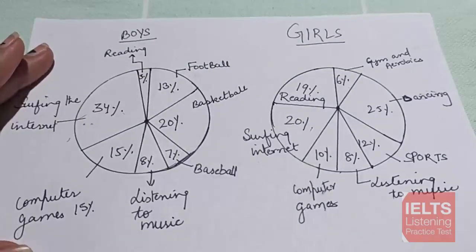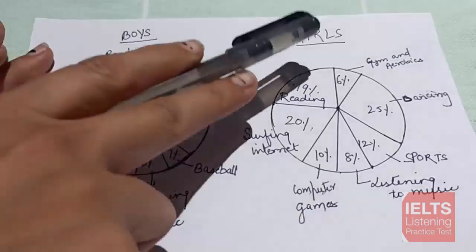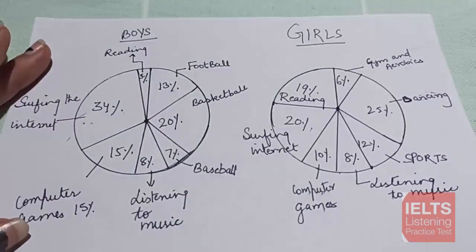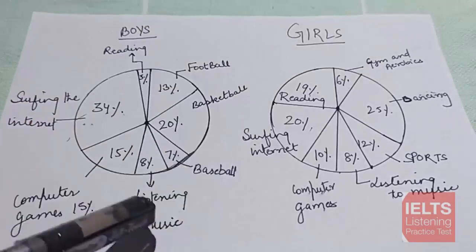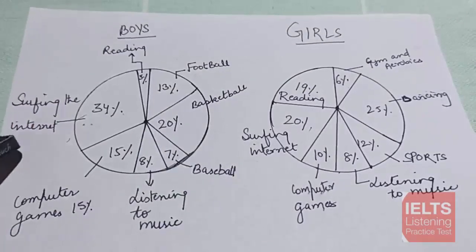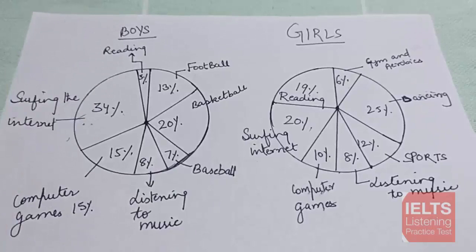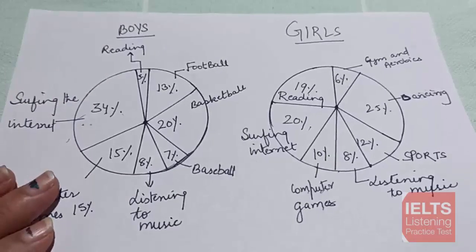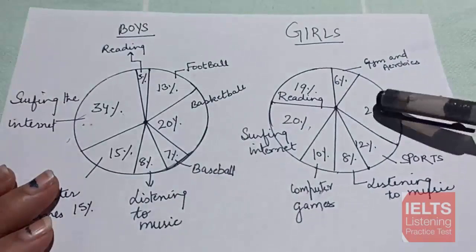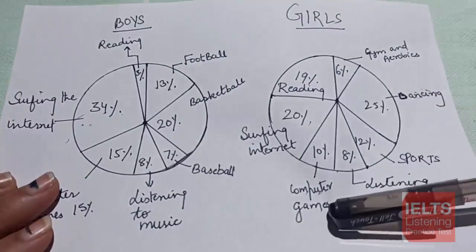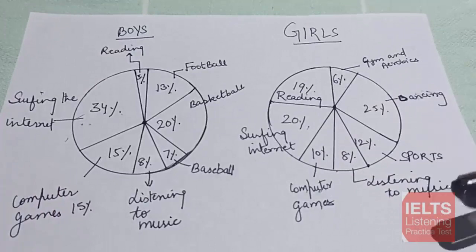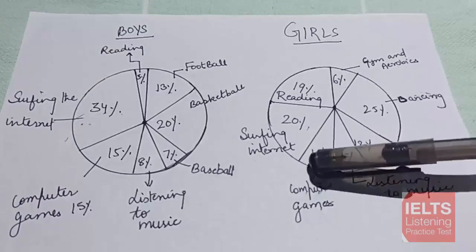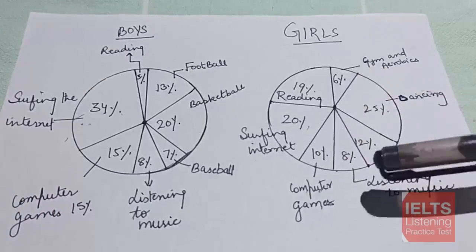These are the graphs, which are pie charts for boys and girls, and their sectors of interest were, for boys, football, basketball, baseball, listening to music, computer games, surfing the internet, and reading. And for girls it was gym and aerobics, dancing, sports, listening to music, computer games, surfing the internet and reading. Only 3 or 4 things match with the boys, like computer games, surfing the internet, reading and listening to music.